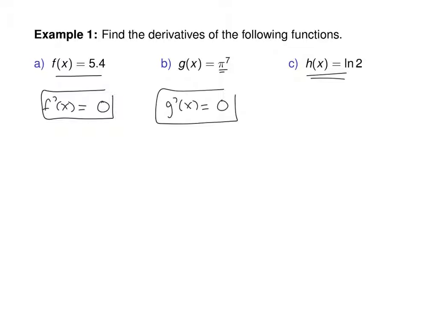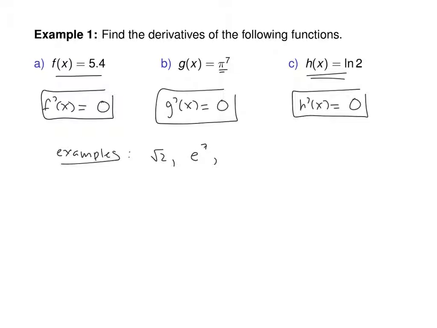H of x is natural log of 2. Natural log of 2 is a weird number, right? So h prime of x will equal 0. Other examples of constants? Things like root 2, e to the 7th. Does that make sense? Stuff like that. So if you say, okay, this is a number that is just its exact thing versus an approximation of it, the derivative is 0, no matter how funky it looks. Okay? I'll explain where most of the errors happen when we get to the next rule.